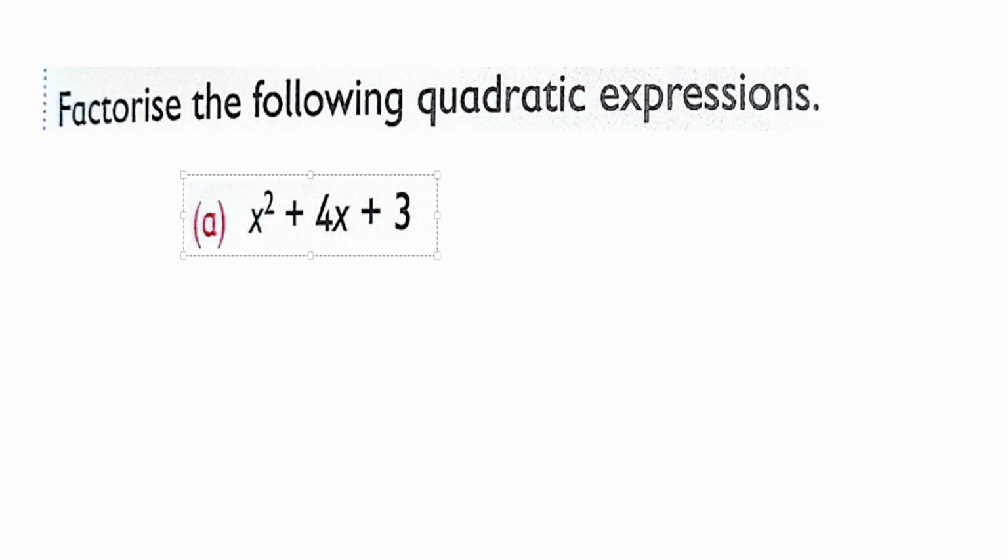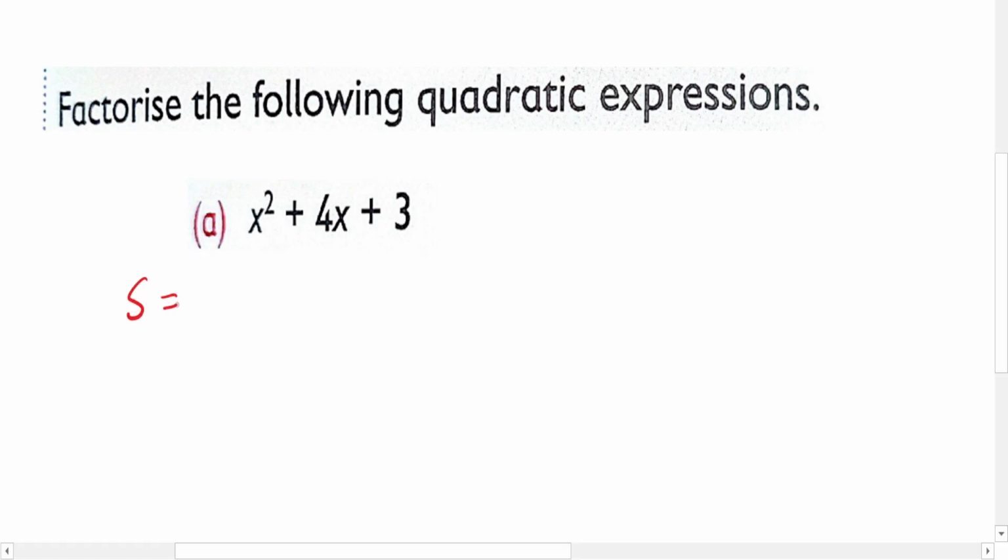We have something called sum, product and factors, that is SPF. So your sum is how much, your product is how much, and which are your factors. Your sum is basically the b, the one in the middle, which is plus 4. Don't take the x, just take the coefficient of x, that is 4. And your product, if the coefficient for x squared is 1, is just the last number there. So your product is 3.